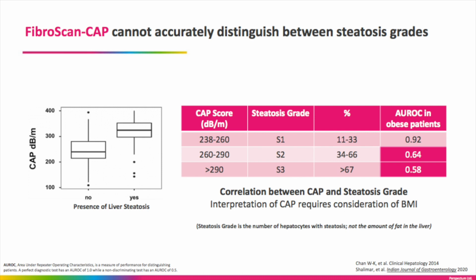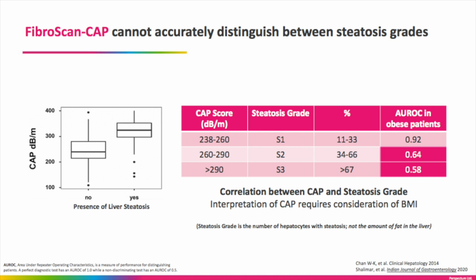We can see that the accuracy of the CAP value is severely impaired in this population, and it fails to distinguish between the different grades of hepatic steatosis, with an accuracy of only 0.64 for those with steatosis grade 2, and even lower at only 0.58 for those with steatosis grade 3. FibroScan's ability to differentiate between different grades of liver steatosis is severely impaired by patient populations with high BMIs. These results show that FibroScan CAP cannot be used to stratify by grades of liver steatosis.